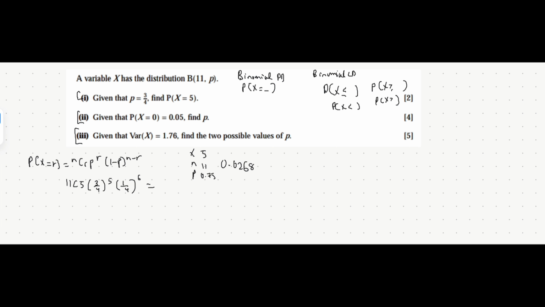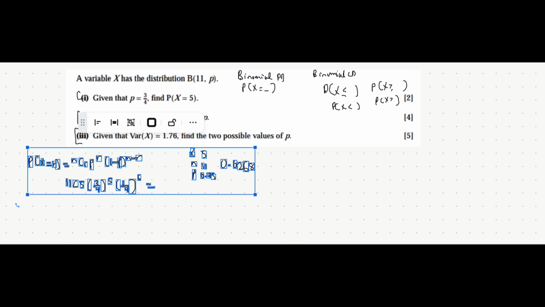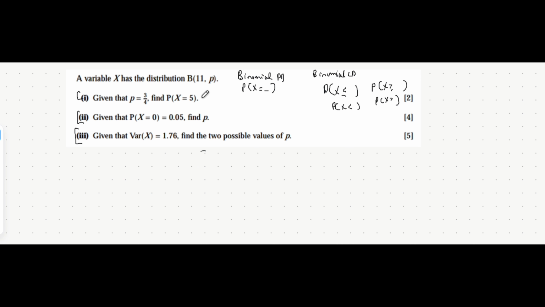So I'm just going to erase some of this. I just realized I inputted this incorrectly in the calculator, which is why. But yeah, I got that same value as well, 0.0268. Those are 2 different ways you can find the probability of x equaling a variable in the binomial distribution.